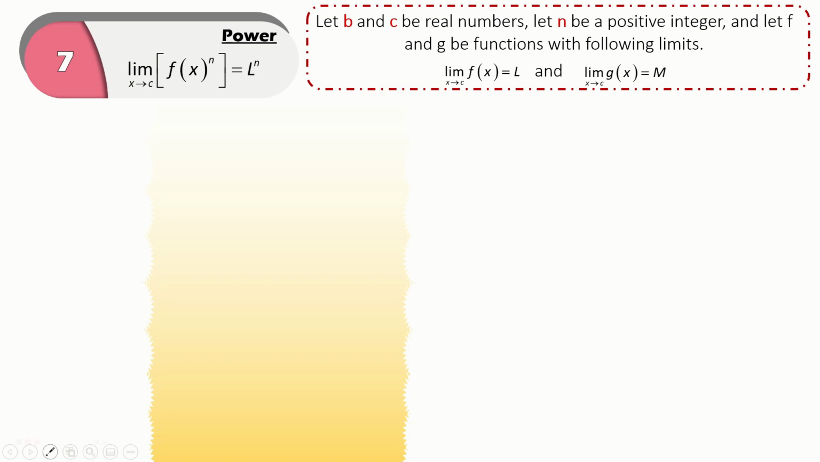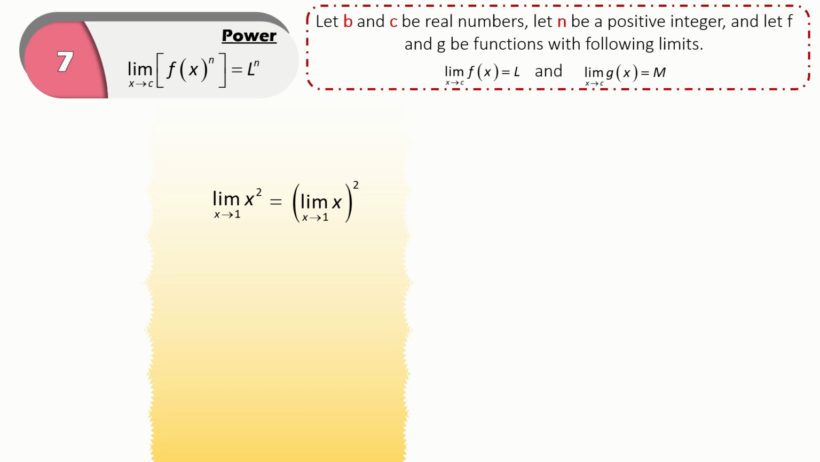What's the limit of x raised by a second power as x approaches 1? Observe that the function is raised by a second power. Apply first the power property. By applying power property, the limit of x as x approaches 1 is being raised by a second power. This is the meaning of power property.